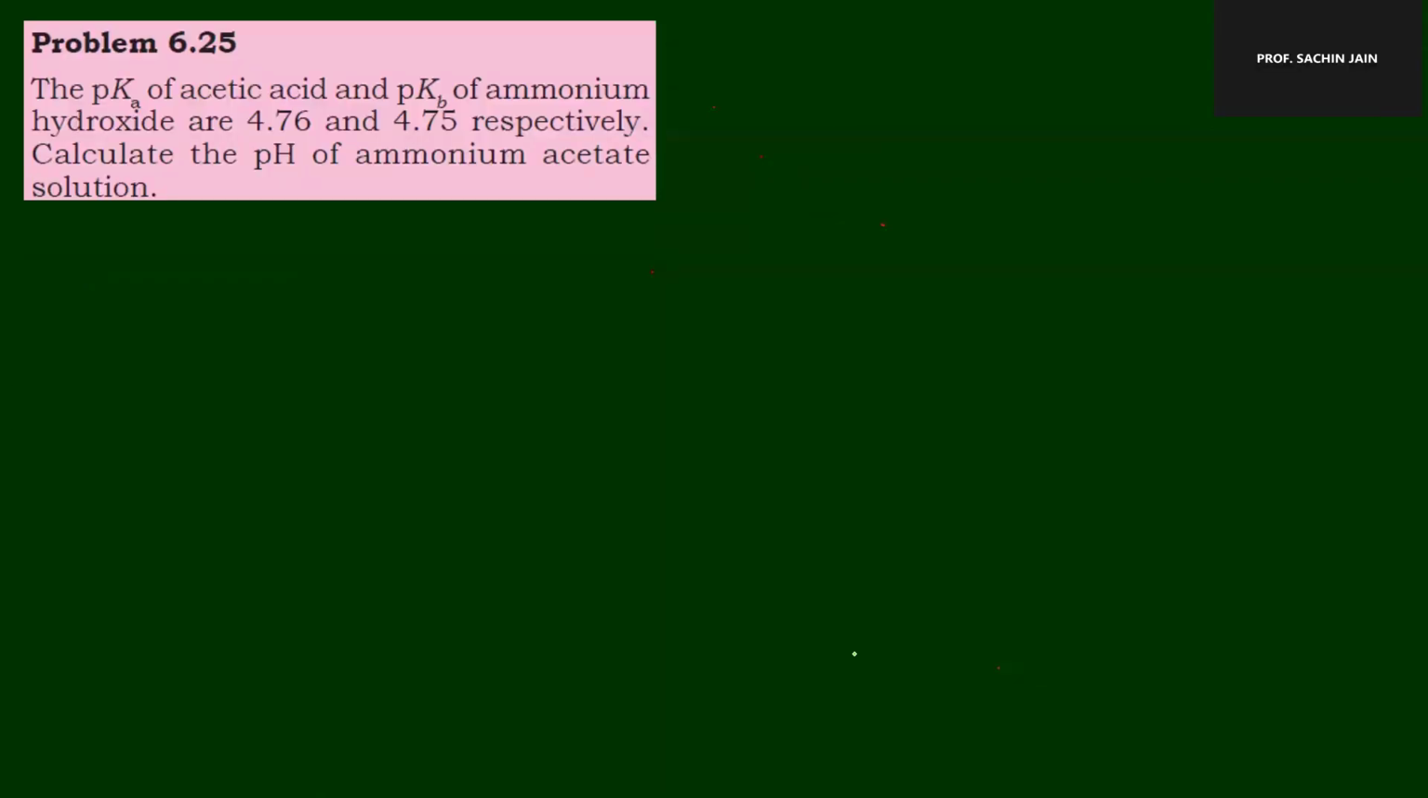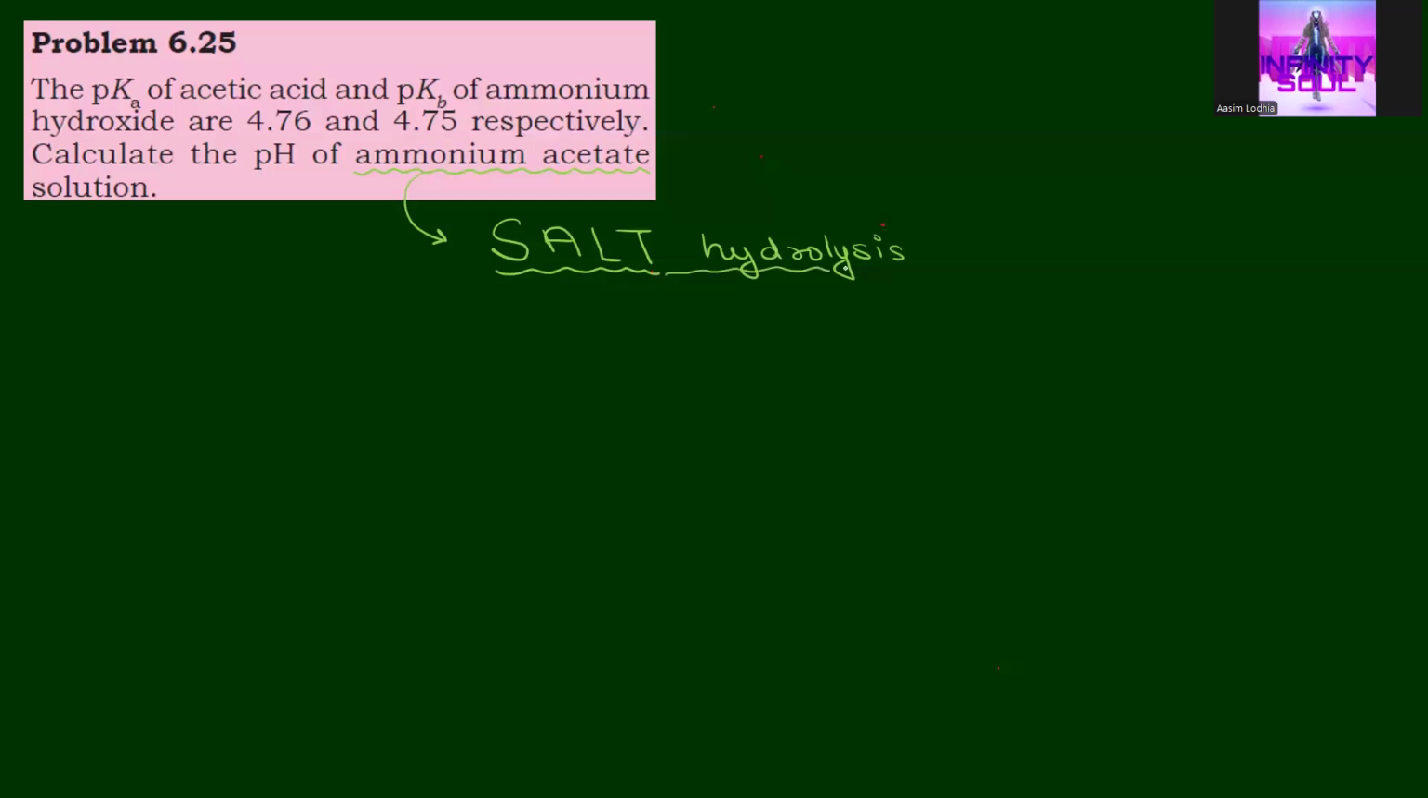Okay. The pKa of acetic acid and pKb of ammonium hydroxide are given respectively. Calculate the pH of ammonium acetate solution. Now this is the concept about finding the pH of a salt. तो जैसे यहाँ पर salt का pH फाइंड करना है तो think of salt का हाइड्रोलिसिस, hydrolysis. सॉल्ट के हाइड्रोलिसिस का एक सिंपल समरी भी मैंने डिस्कस किया था, जस्ट डिस्कस दैट अगेन.